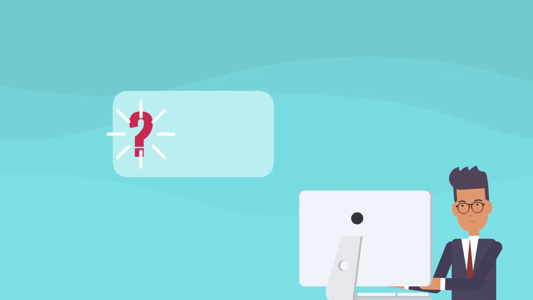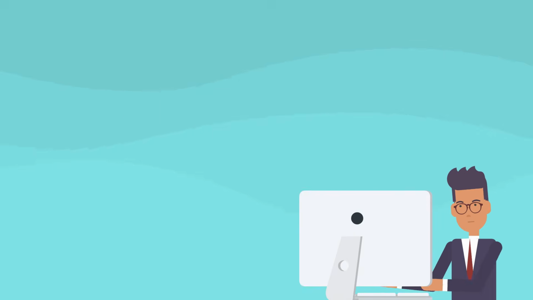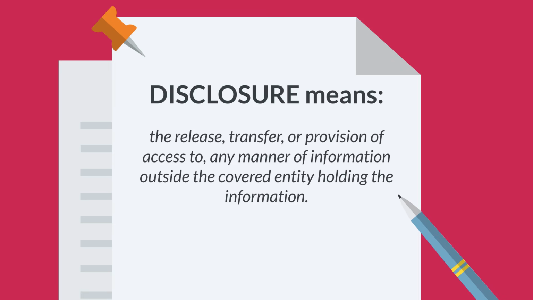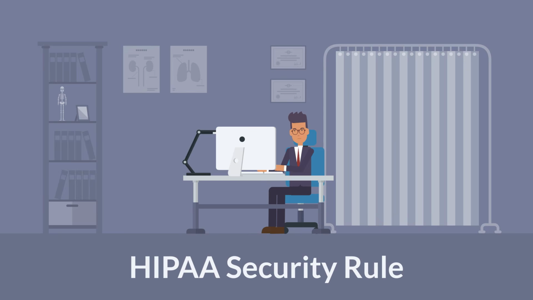What is use? Use means, with respect to individually identifiable health information, the sharing, employment, application, utilization, examination, or analysis. What is disclosure? Disclosure means the release, transfer, or provision of access to any manner of information outside the covered entity holding that information. Next, we will discuss the HIPAA security rule.